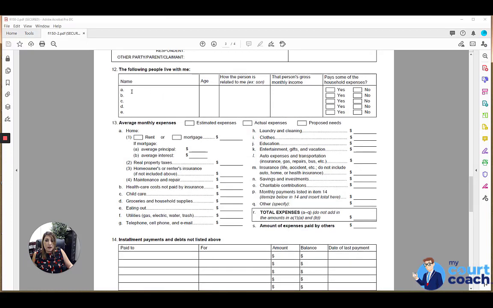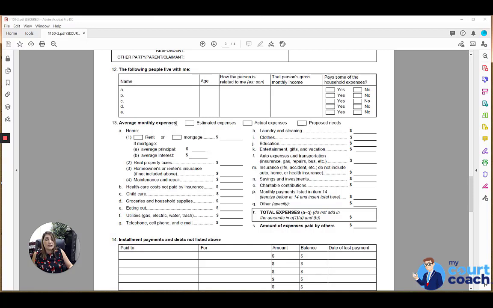So starting at the top, you want to list the number of people that are living with you, their names, ages, their relationship to you, their gross monthly income. If you know that, if it's a roommate, you probably don't, but if it's your spouse, then you likely do. And whether or not they are paying some of the household expenses. Again, this probably isn't super relevant to the issue of child support, but it would be relevant to the issue of spousal support.